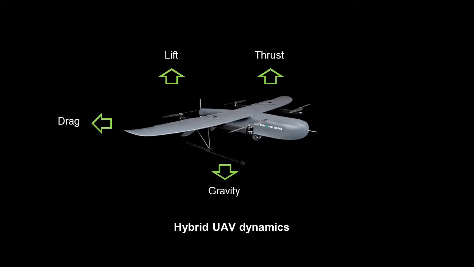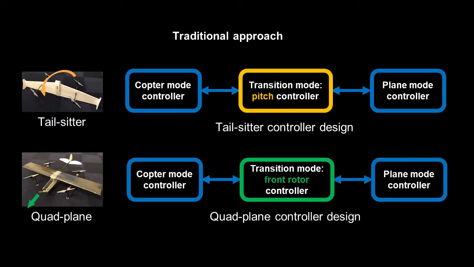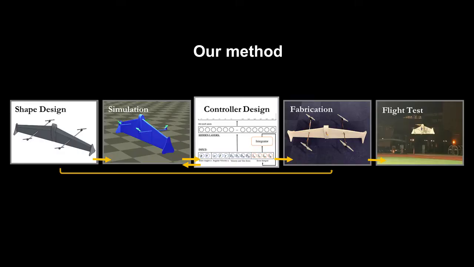Controlling a hybrid UAV, however, is very challenging due to the complexity of the dynamics when both rotors and wings are active. Traditionally, people design hybrid UAV controllers manually. The controller design process is highly specific to the dynamic model of each UAV, and the design knowledge cannot easily be shared. In this paper, we propose an automatic way to design the controller for various hybrid UAVs using reinforcement learning.